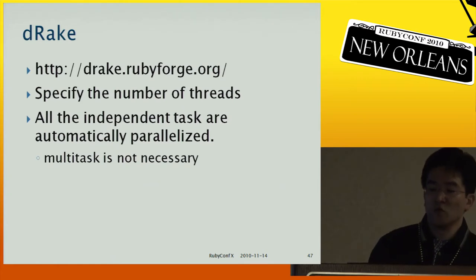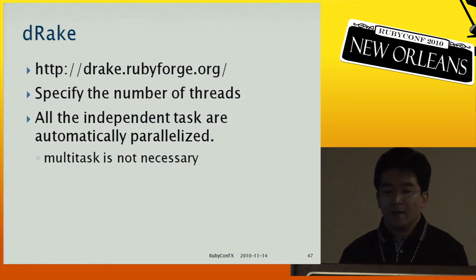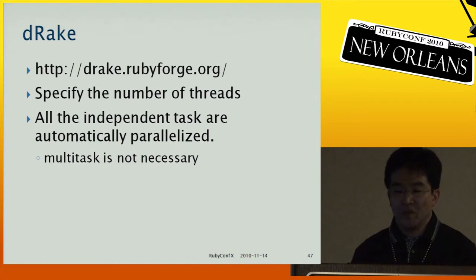D-Rake is a solution for this problem. D-Rake has a feature that only the specified number of tasks are invoked in parallel. D-Rake has another feature that all the independent tasks are automatically parallelized. It means that the multitask method is no longer necessary.